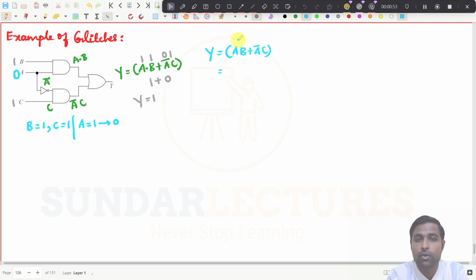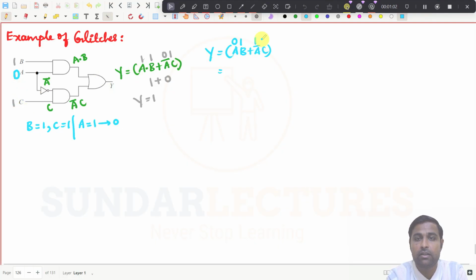So what will happen now? This is now 0 and this is now 1, and this is now 1 because of A bar, right? So this is 1 and C has to be 1. So this is 0 plus 1. So what is the output now? This has to become 1.